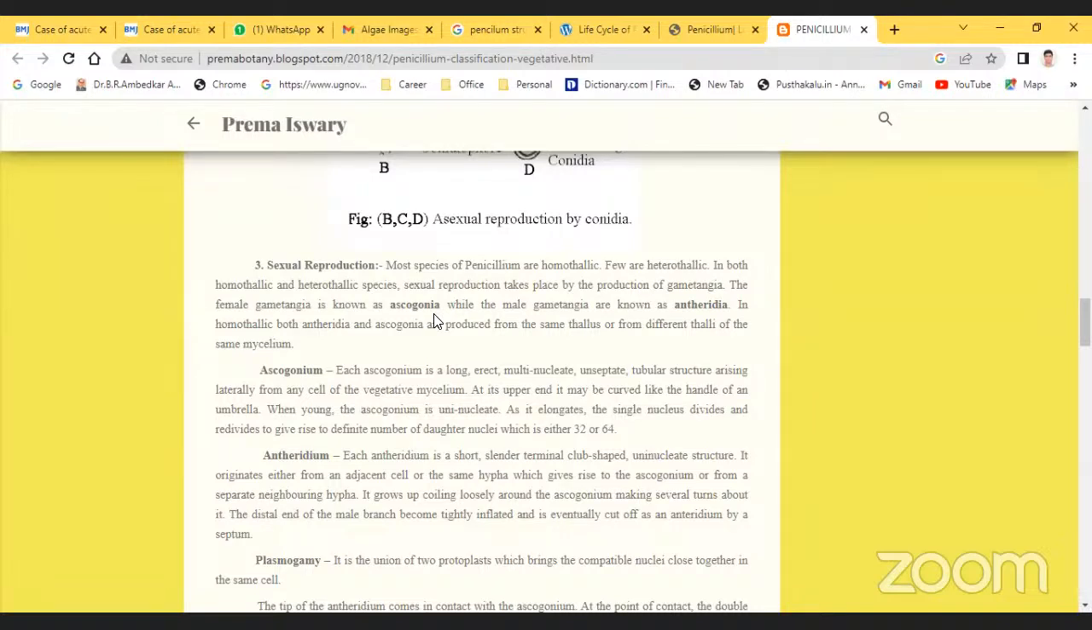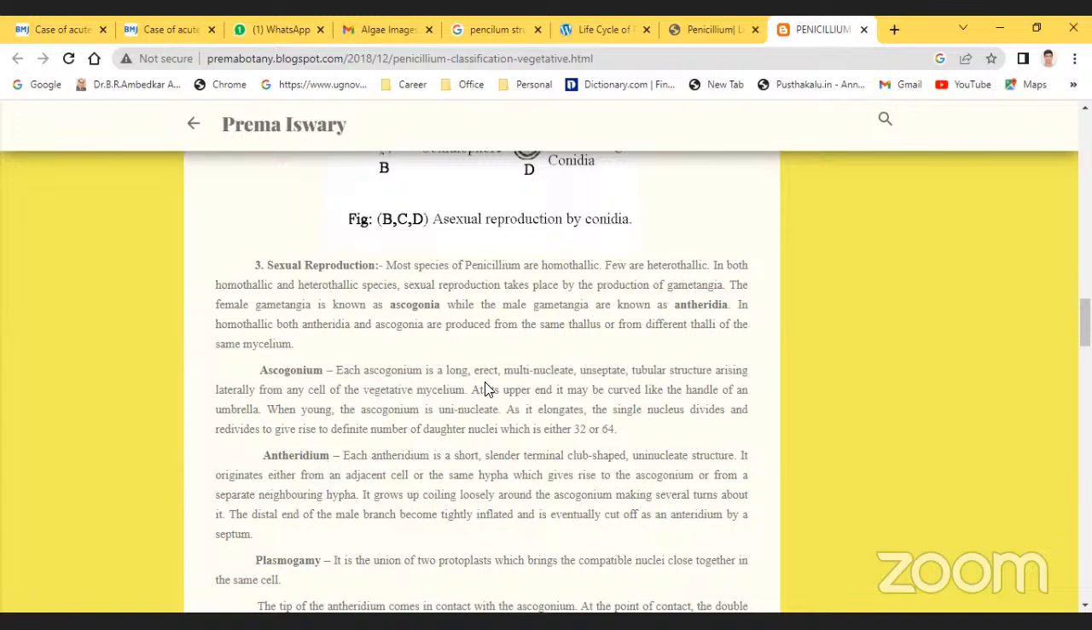Most of the species of Penicillium are homothallic, few are heterothallic. In both, the sexual reproduction takes place by the production of gametangia. The female gametangia we call the ascogonia, while the male gametangia are known as the antheridia. In homothallic species, both antheridia and ascogonia are produced from the same thallus or from different thalli of the same mycelium. So here, the formation of ascogonium and antheridium.